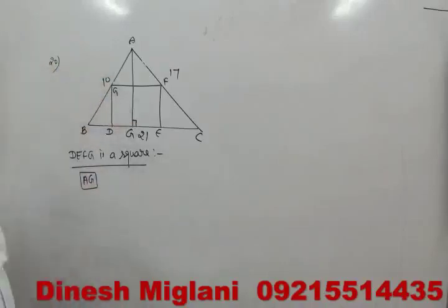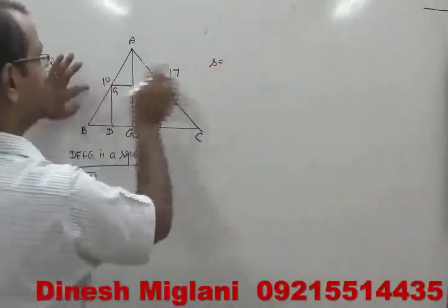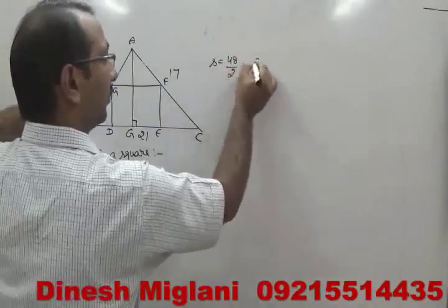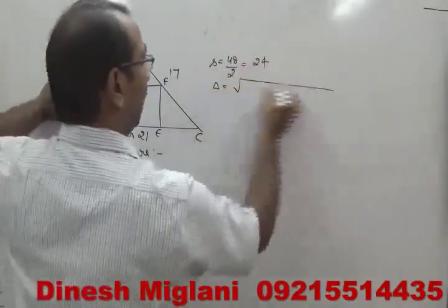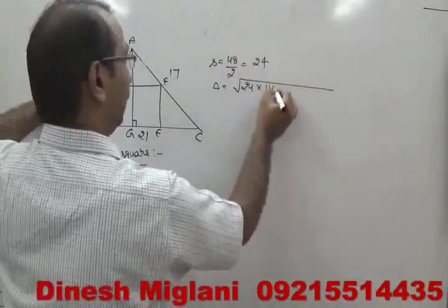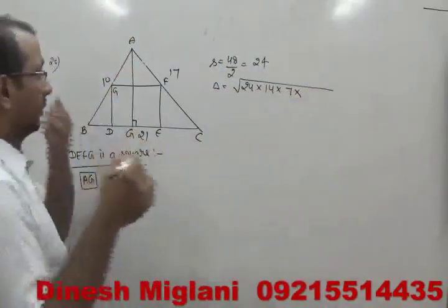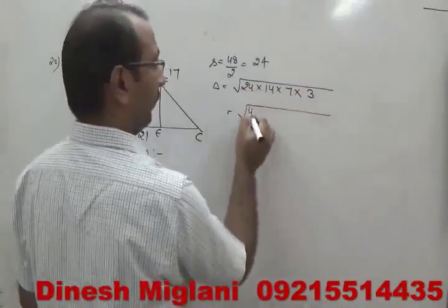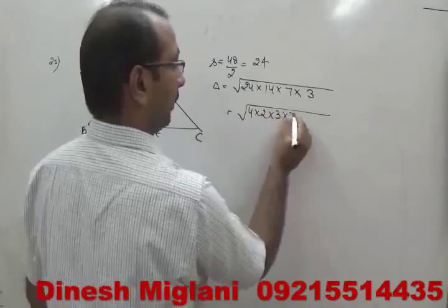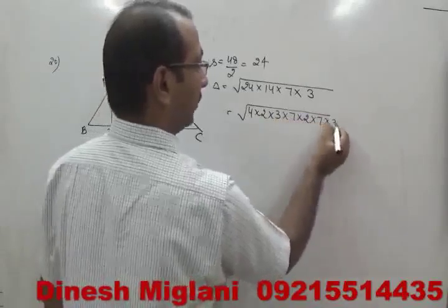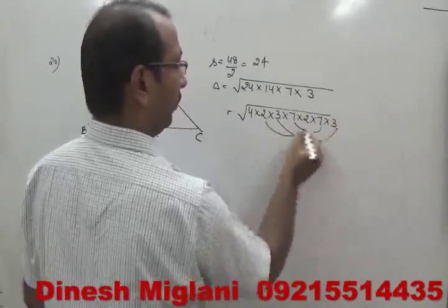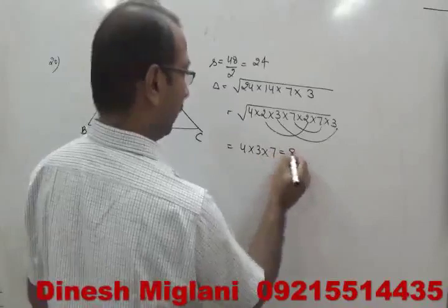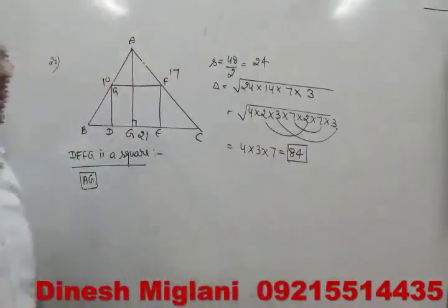First take the area of the triangle by Heron's formula. Find S, which is (A plus B plus C) by 2: 38 plus 17, 48 by 2. The semi-perimeter is 24. Area of the triangle is root of S into (S minus A) into (S minus B) into (S minus C), right? Now this would be broken as 24, 4 into 2 into 3, 14, 7 into 2 into 7 into 3. I may say 4 into 3 into 7, right? 21 fours are 84. So I may say the area of the triangle is 84.